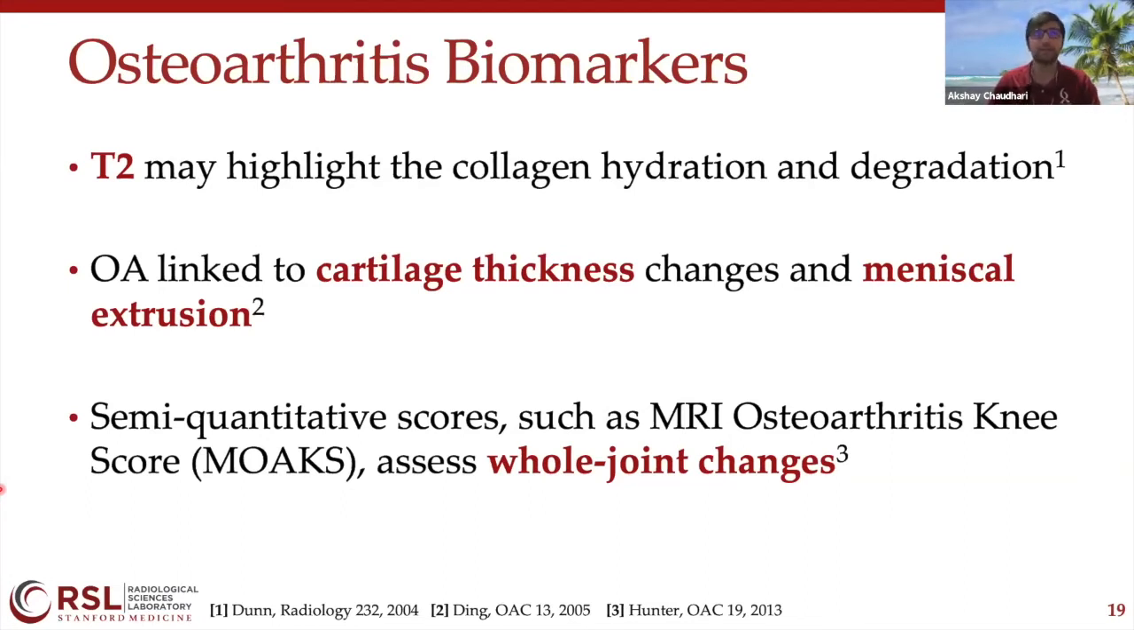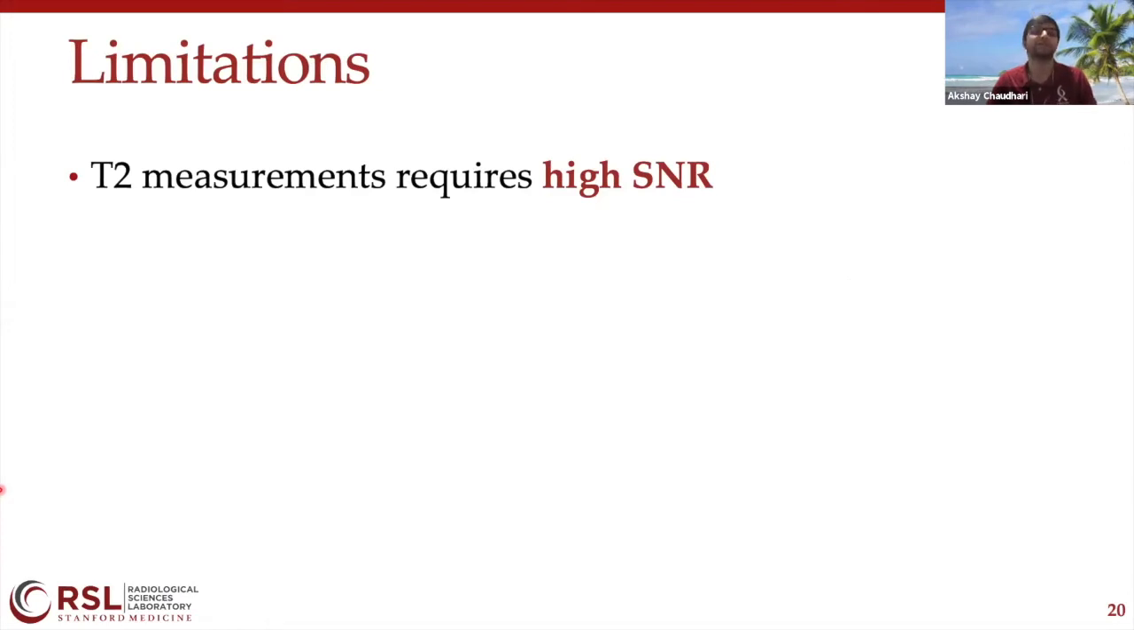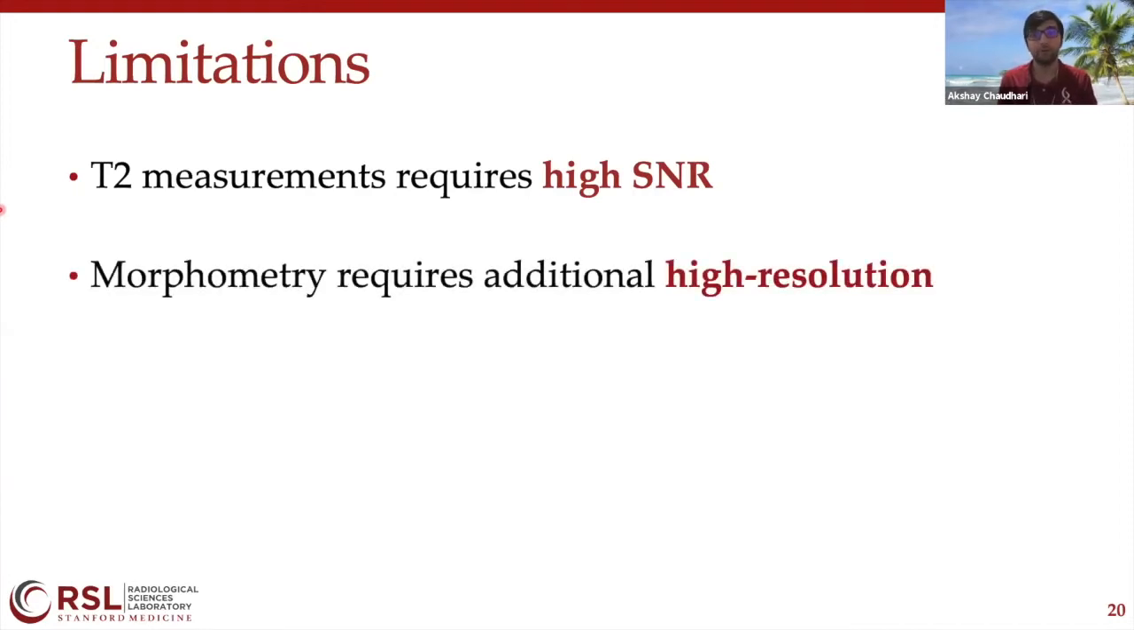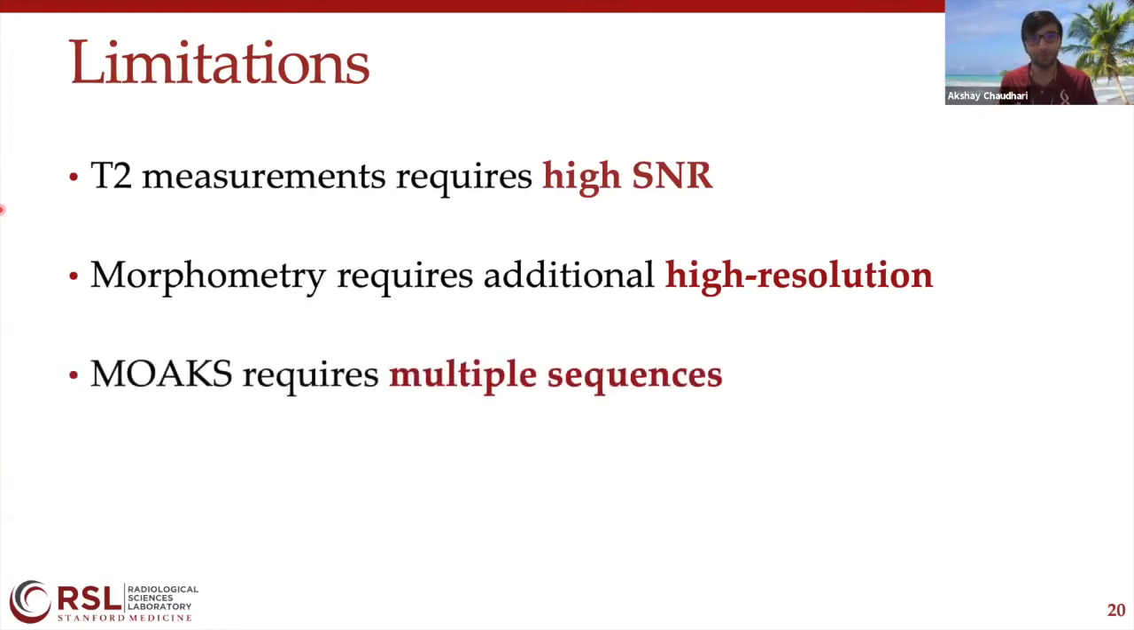So ideally, in a large population, we would like to acquire all of these biomarkers. But there are a few limitations. For T2, we need MRI sequences that have a very high signal to noise ratio. On the other hand, for looking at accurate morphological changes, we need MRI sequences with high resolution. And to do MOC scoring, we typically require multiple different sequences, which really increases the scan time. So what we're really trying to optimize for here is signal to noise ratio, resolution, as well as scan time. If you remember the triangle of trade-offs, this is very challenging to do, but I think this has a large potential for enabling studies in large populations.